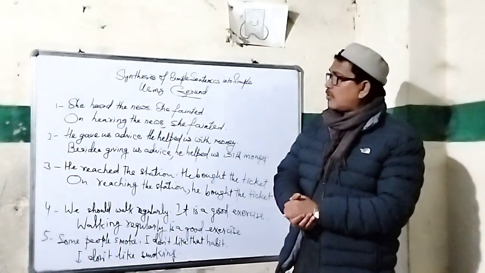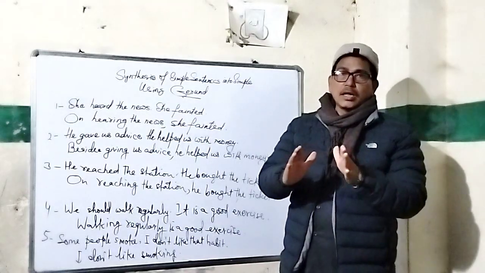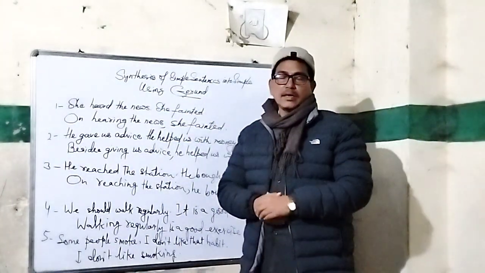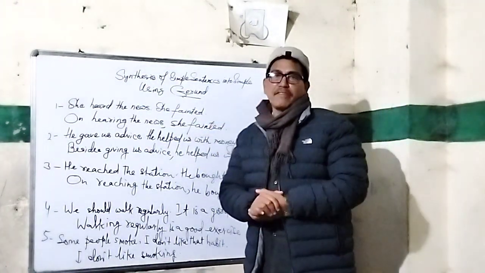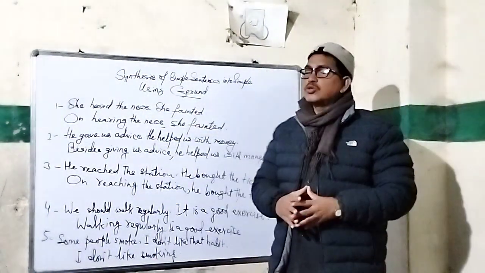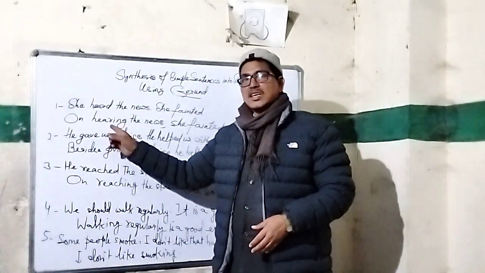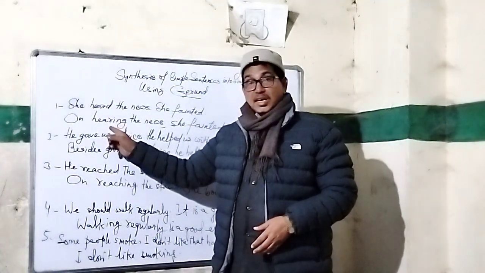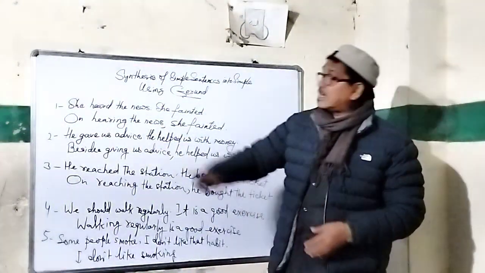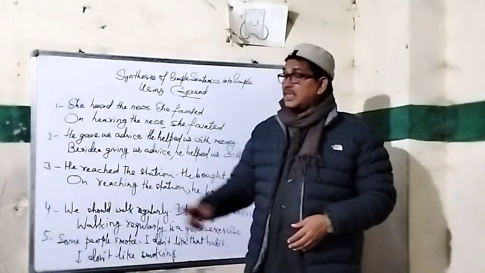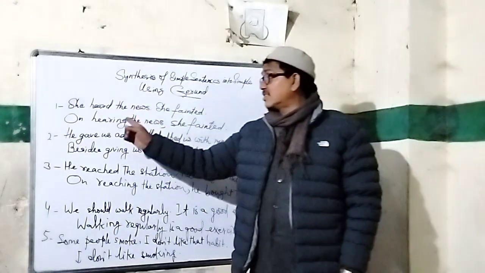In the first example you can see, she heard the news, she fainted. उसने खबर सुनी और वो बेहोश हो गई. These two sentences can be combined: On hearing the news she fainted, यानी समाचार सुनकर वो बेहोश हो गई. Why is this hearing, this ing form of the verb, a gerund here? Because this is the object of preposition on. I have said that this is the definition. Just after the preposition, this hearing is the object of this preposition. That's why this is gerund.